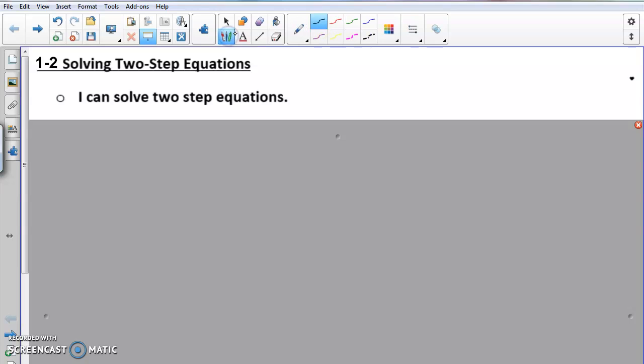Today's title is 1-2, Solving Two-Step Equations. So yesterday we did one step, today we're going to look at two-step. Remember, put your name in that right-hand corner and today's date in pencil. Today we're looking at that I can solve two-step equations. So let's go ahead and get started.